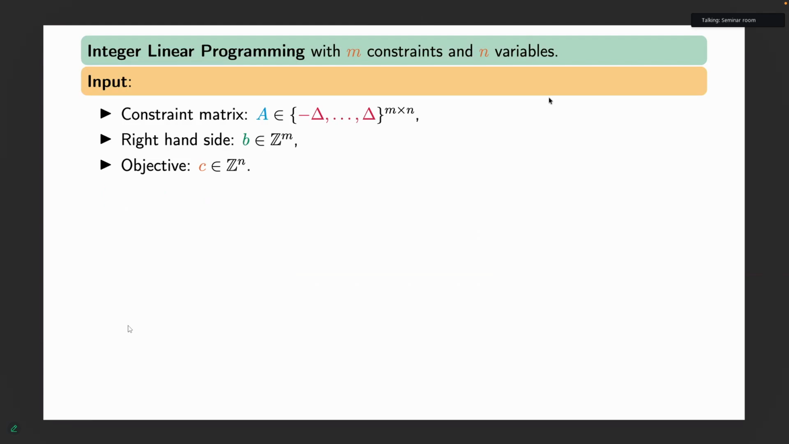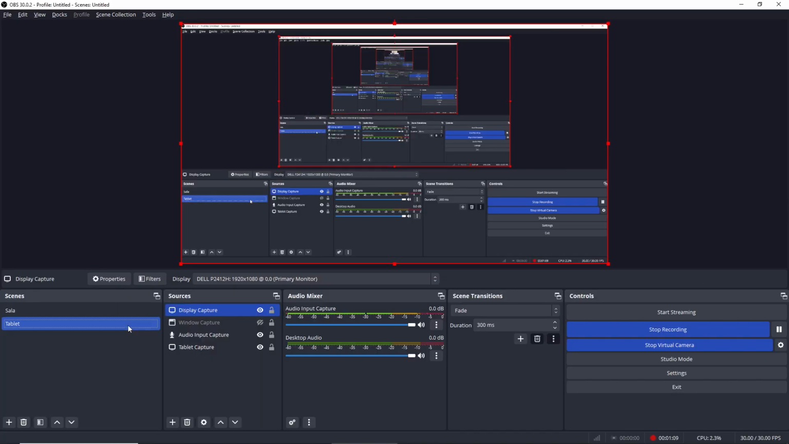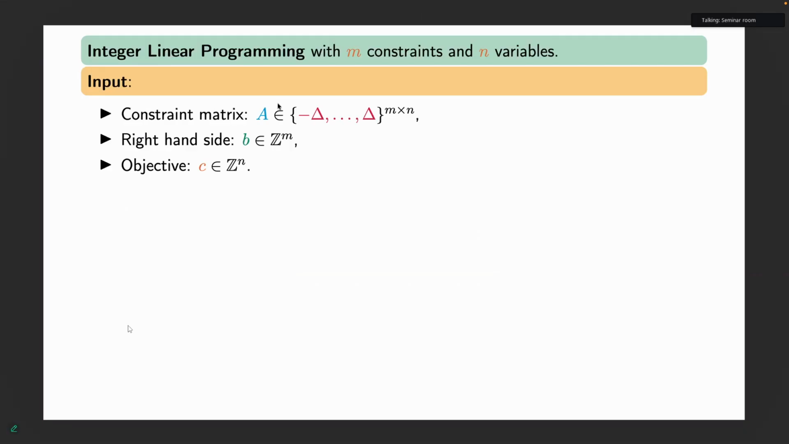On the input of an ILP, you are given the constraint matrix. This is just a matrix with m rows and n columns. And I will say that delta is the maximum absolute value of this matrix. That's the usual notation in this field. b will be an m-dimensional vector, usually referred to as the right-hand side. And c is usually the objective function.